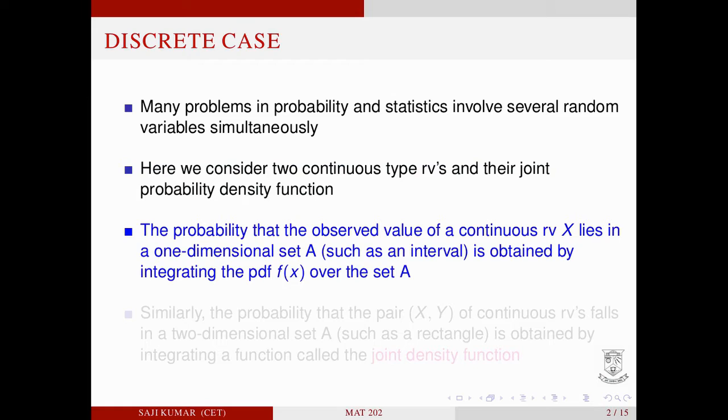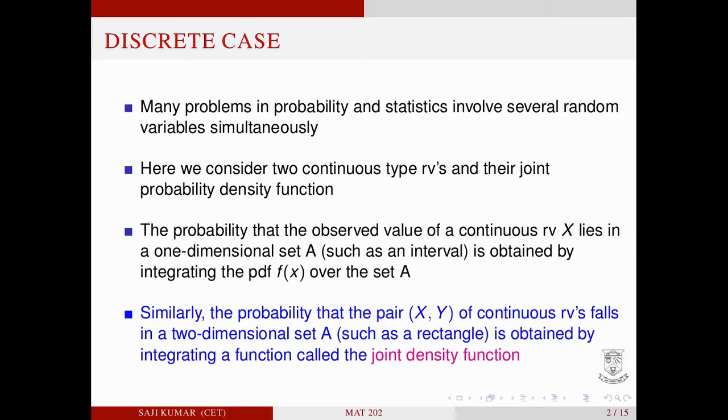We know that the probability that the observed value of a continuous random variable X lies in a one-dimensional set A, for example, an interval, is obtained by integrating the probability density function f_X over the set A. We can extend this concept for two random variables at a time. Similarly, the probability that the pair (X, Y) of continuous random variables falls in a two-dimensional set A, such as a rectangle, is obtained by integrating a function called the joint density function.